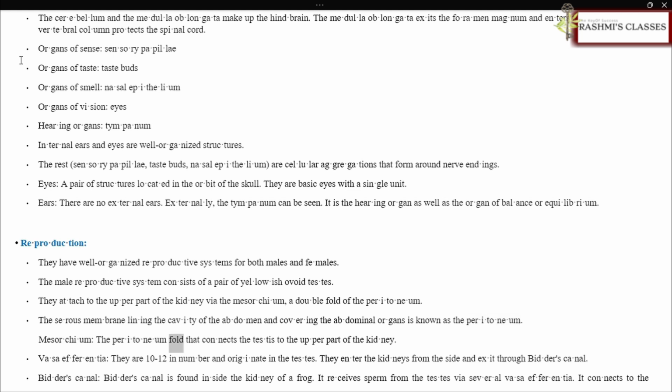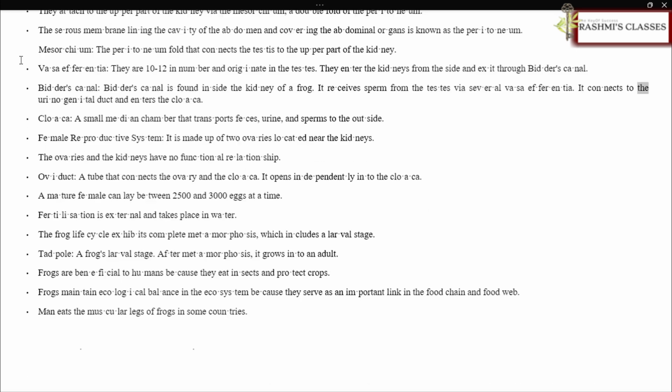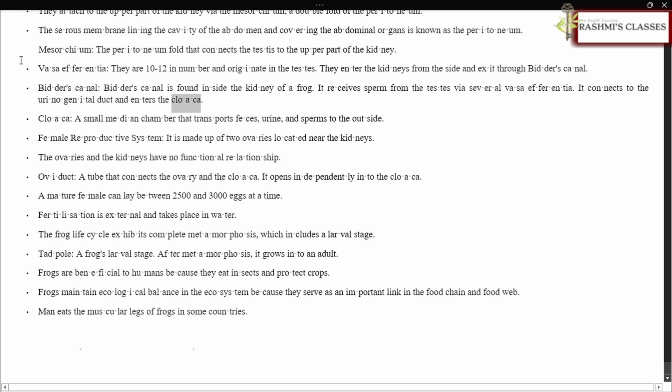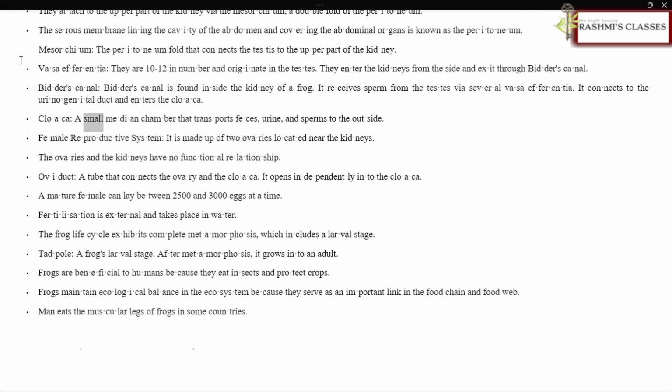Mesorchium, the peritoneum fold that connects the testis to the upper part of the kidney. Vasa efferentia, they are 10 to 12 in number and originate in the testes. They enter the kidneys from the side and exit through Bidder's canal. Bidder's canal is found inside the kidney of a frog. It receives sperm from the testes via several vasa efferentia. It connects to the urinogenital duct and enters the cloaca. Cloaca, a small median chamber that transports feces, urine, and sperms to the outside.